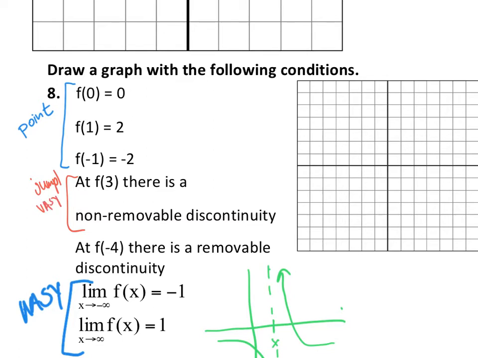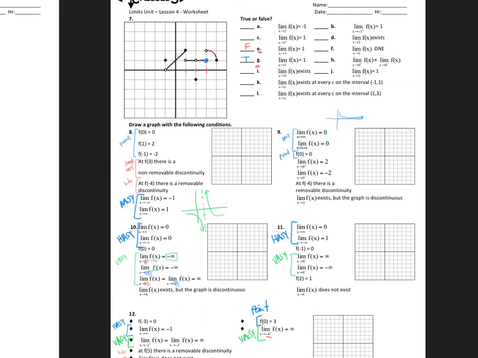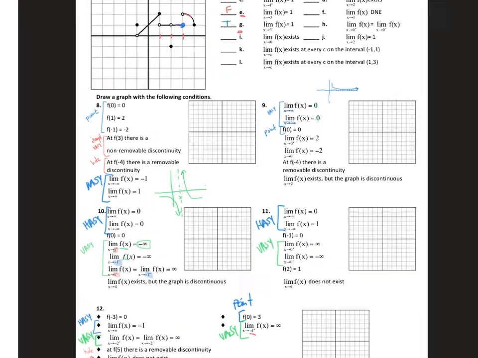So when we're talking about discontinuity, we're always talking about a VASI, not a horizontal asymptote. That would not cause a discontinuity. At f of -4, there is a removable. So removable is a hole. Okay, so if you're struggling with this, try that strategy to think about, okay, what's the notation saying and what am I actually going to draw, right? And then once you have that figured out, it might make it a little bit easier to plot these.